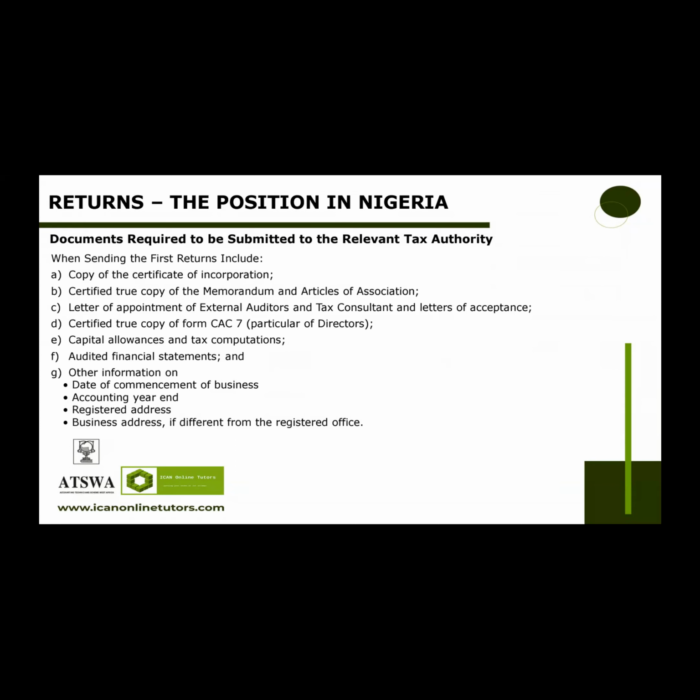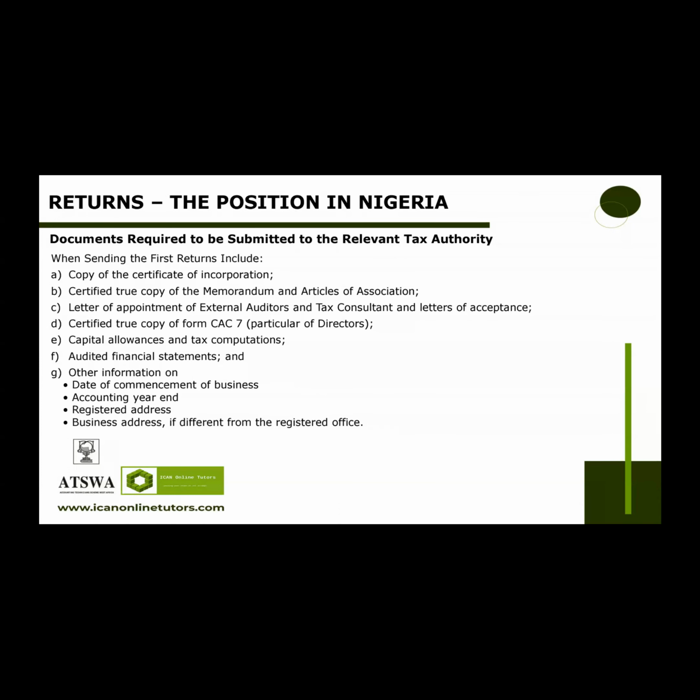These include a copy of the certificate of incorporation, certified true copy of the memorandum and articles of association, letter of appointment of external auditors and tax consultants and letters of acceptance, certified true copy of Form CAC, particulars of directors, capital allowances and tax computations, audited financial statements, and other information on date of commencement of business, accounting year end, registered address, and business address if different from the registered office.